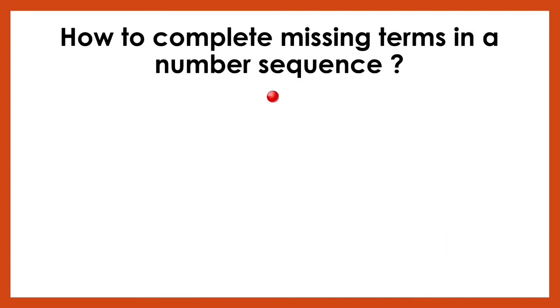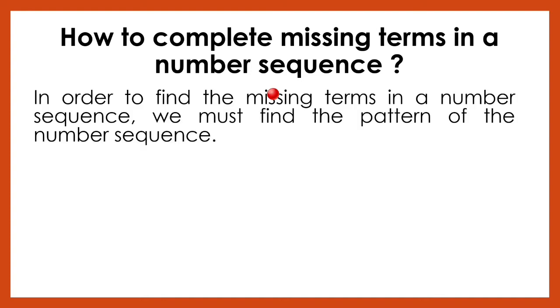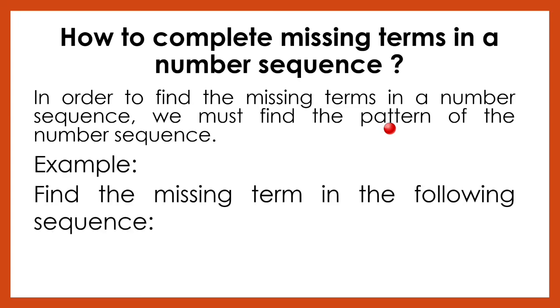How to complete missing terms in a number sequence? Paano ba natin makukumpleto yung number sequence? In order to find the missing terms in a number sequence, we must find the pattern of the number sequence. So, look for pattern. Example, find the missing term in the following sequence. We have 8, blank, 16, blank, 24, 28, 32. What are the missing terms?